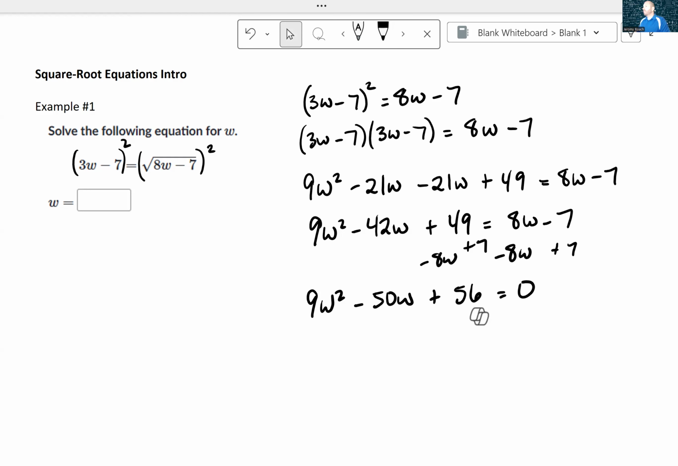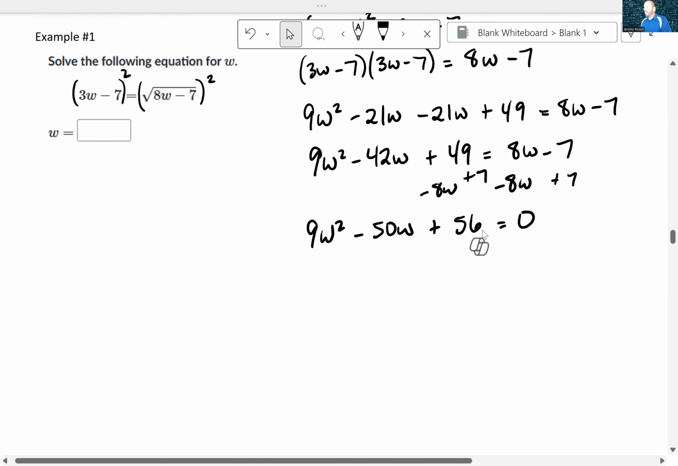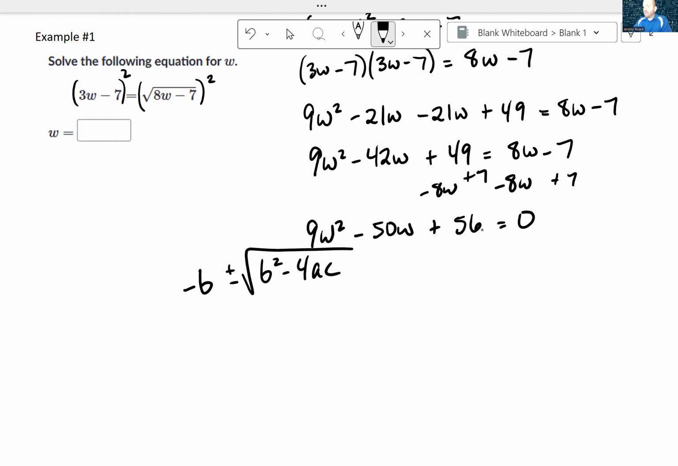Now we can try and factor out the greatest common factor from this. In fact, I would suggest doing that just to make it a little less complex, but there really isn't a greatest common factor here. We could try to factor out a 9, but that doesn't really work with the 50. So this is not going to go well for us with factoring. We're going to have to use the quadratic formula. The quadratic formula is minus b plus or minus the square root of b squared minus 4ac, all divided by 2 times a. And remember, our quadratics are in the form y equals ax squared plus bx plus c.